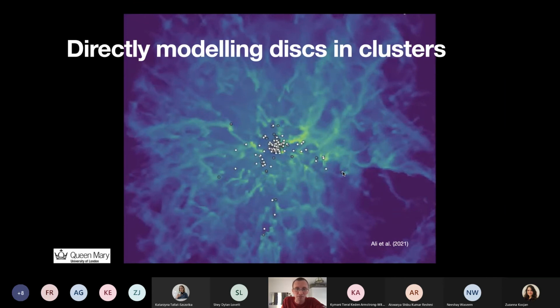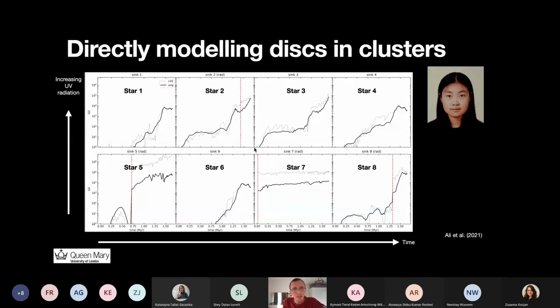This one maybe sees a weak field because it's all over here. And then as they move around, she's recording how strong the UV field is that they're exposed to. And some might be embedded in gas for some time. And so, this is Lynn, who started in January on her PhD.